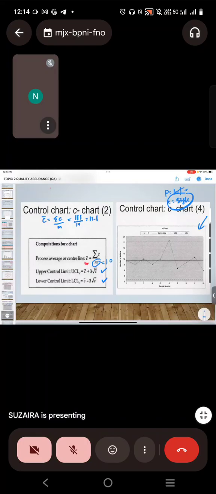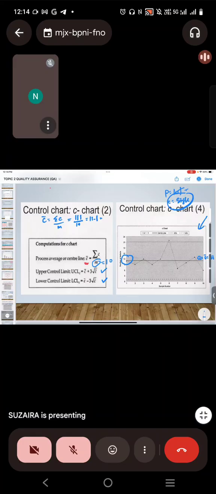11.1. So 11.1 is the C bar, equal to the center line. You have the 11.1 here, so this is actually the CL or C bar for 11.1.